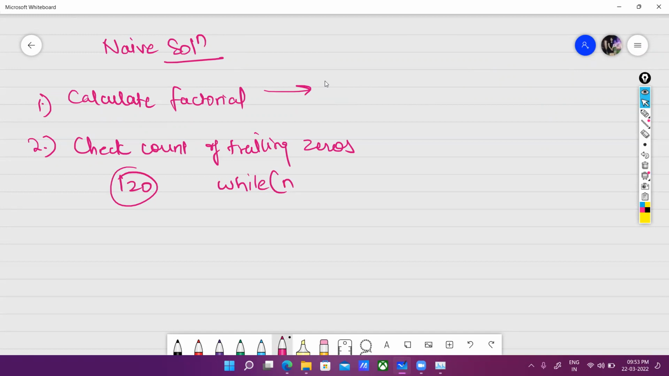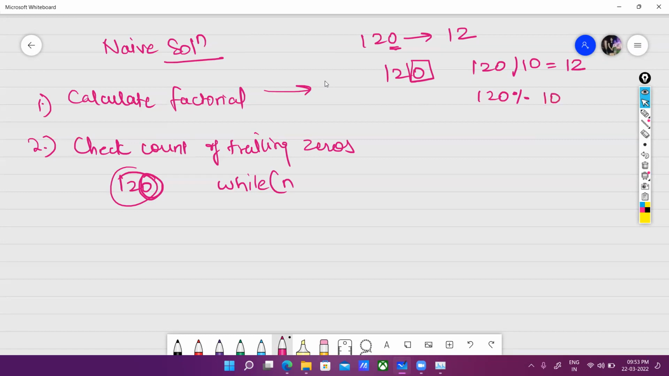No, see, the most important thing is the trailing zeros, right? Now I want to take this thing out from the whole number. I want to convert 120 into 12. I need this 0 also. So how will I do it? 120 divided by 10, I will get 12, and 120 mod 10, I will get 0. So first I will check whether the remainder is 0.